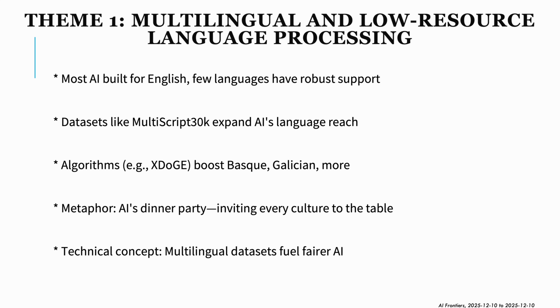A key theme in recent research is multilingual and low-resource language processing. Most AI systems are developed for English, with limited support for thousands of other languages. Initiatives like the MultiScript30k dataset are expanding AI's capabilities, while algorithms such as XDoGE enhance performance for Basque, Galician, and more. The metaphor often used is that of a dinner party. For years, only a few linguistic guests were invited. Now, the table is set for all cultures, with multilingual datasets driving fairer and more inclusive AI.